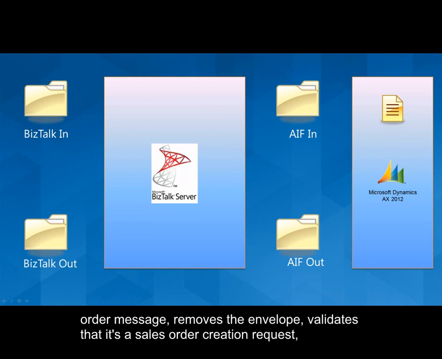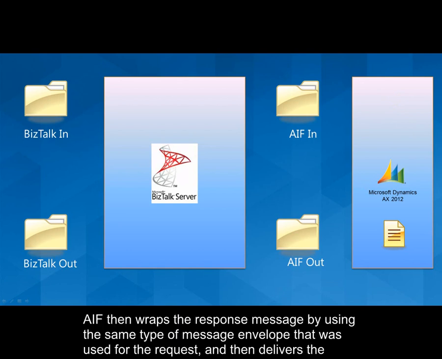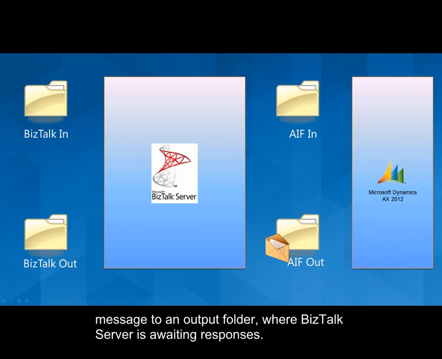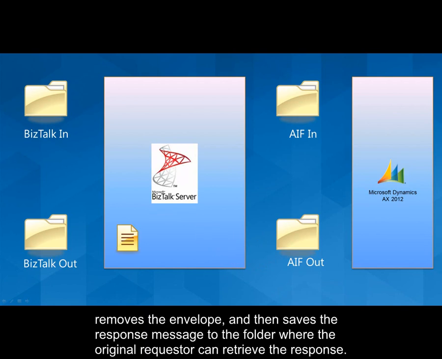a sales order creation request, processes the sales order, and then generates a response message to be sent to the original requester. AIF then wraps the response message by using the same type of message envelope that was used for the request and then delivers the message to an output folder where BizTalk Server is awaiting responses. BizTalk Server retrieves the response, removes the envelope, and then saves the response message to the folder where the original requester can retrieve the response.